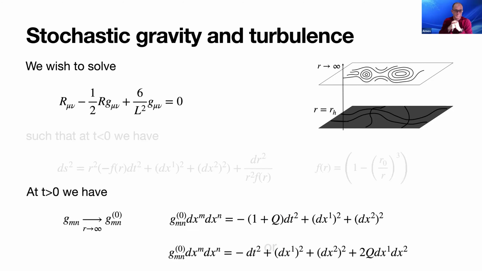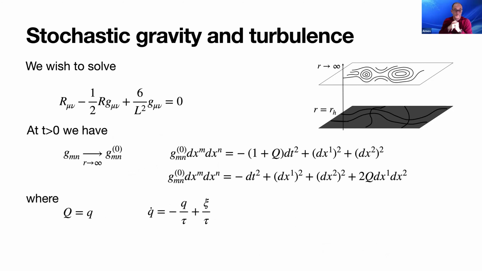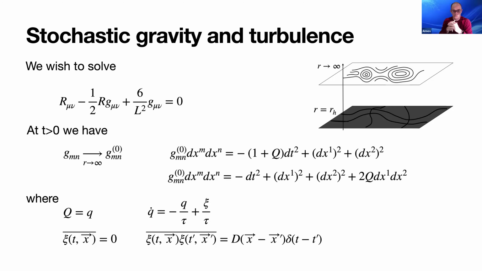So Q here, big Q, is a random variable. It satisfies this differential equation. It's called an Ornstein-Uhlenbeck process. Here, Xi is some sort of white noise. So Xi is something that we put in by hand. It's white noise. Its average is 0. Its two-point function is a delta function in time, and in space, it's peaked around some momentum. So in Fourier space, it's a delta function. In real space, it's going to be some sine function.